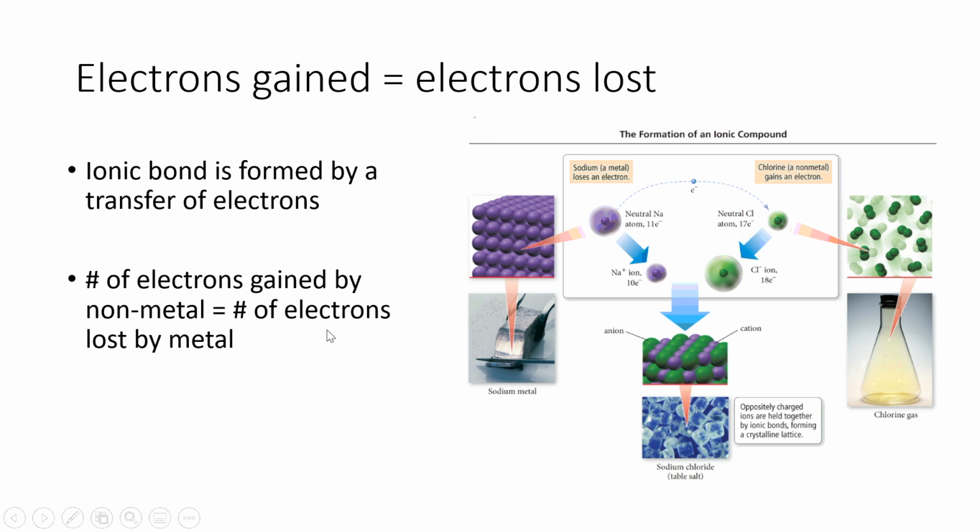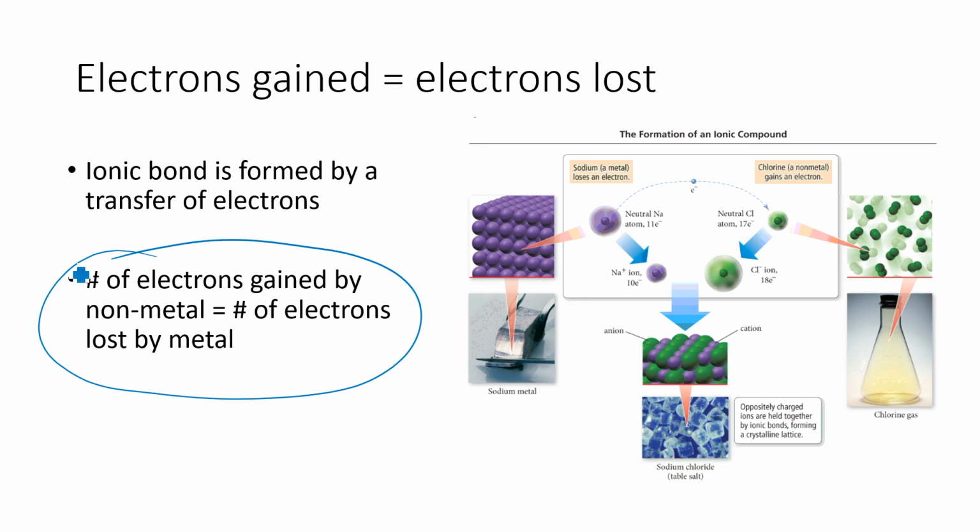So here's an example where sodium and chlorine get together to form sodium chloride. Each sodium atom loses one electron to a chlorine atom, and then they form these ions. And notice how there's one electron gained, one electron lost. So this is a really key thing to keep in mind when you are forming these ionic bonds.